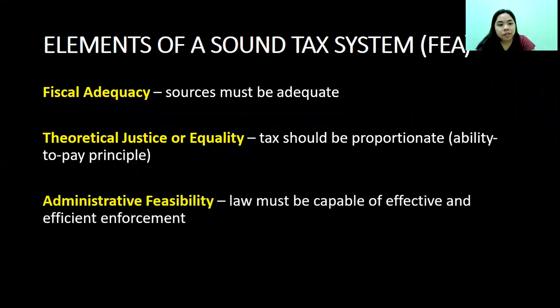Then third is the administrative feasibility. So law must be capable of effective and efficient enforcement. So hindi siya tanto complicated to impose, no, ang aton nga tax system. So it must be administered, no, properly and effectively, and of course efficiently. So to review, to take note, the elements of a sound tax system, we have the FEA, no, as our acronym, the fiscal adequacy, the equality or theoretical justice, and the administrative feasibility.